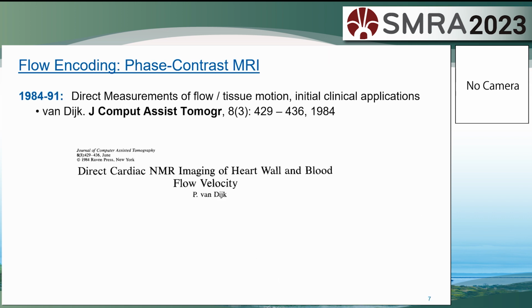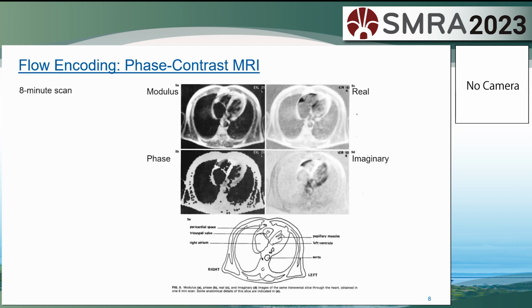This was done by Van Dijk about 2 years later, who measured a 2D phase contrast slice of the chest, and this is how his picture looked. At the top you see a magnitude picture, and in the bottom row the phase picture. This scan took him about 8 minutes, and he actually had to draw the anatomy so that people would understand what he showed here.